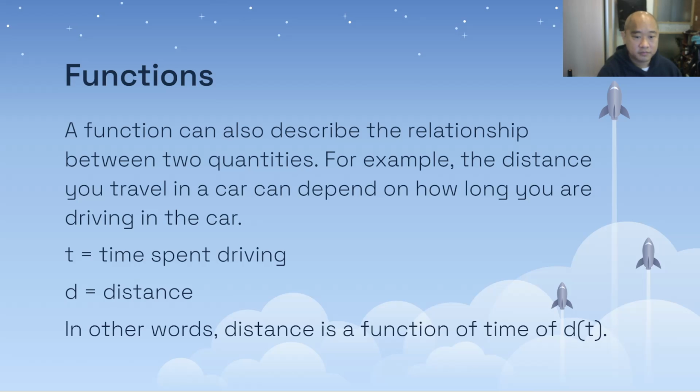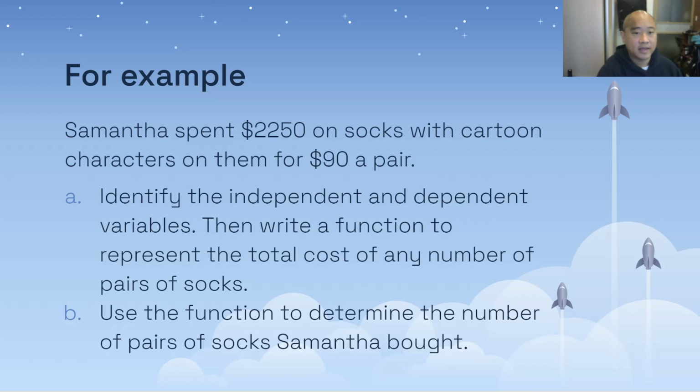So what does that look like? Well, let's say that Samantha spent $2,250 on socks with cartoon characters on them, and she spent $90 for each pair. Identify the independent and dependent variables. Well, what are the values that can change depending on what happens in the situation? Well, the number of pairs of socks, and the total cost.